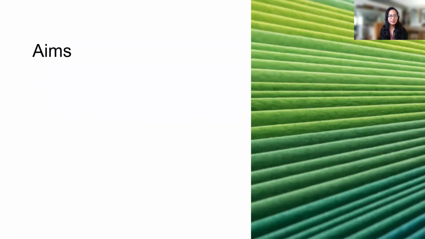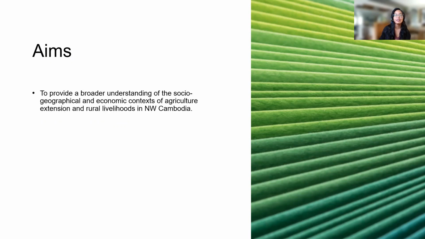Activity 2 is the first step of our in-country data collection. First and foremost, the objective of activity 2 is to provide the context of the study and a snapshot of the people, the farmers, and the families living in Northwest Cambodia.